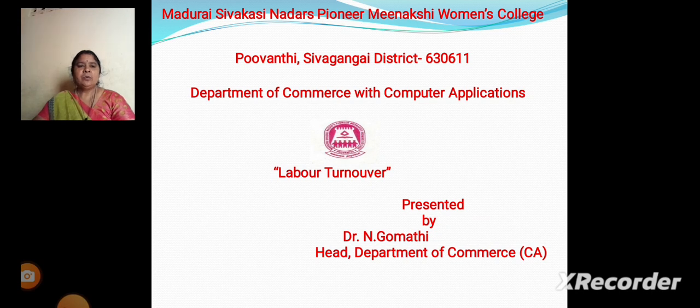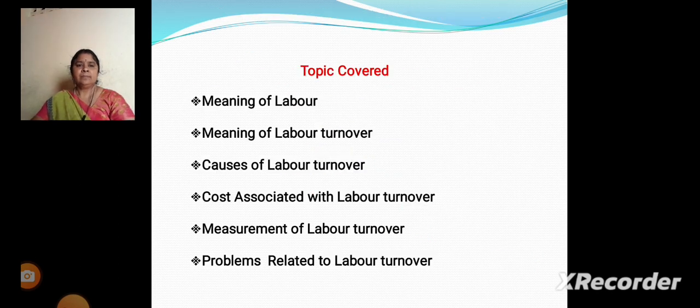Today I am going to give some information about labor turnover. First, we will see the content of this topic. It includes meaning of labor turnover, causes of labor turnover, cost associated with labor turnover, measurement of labor turnover, problems related to labor turnover. We will see one by one.